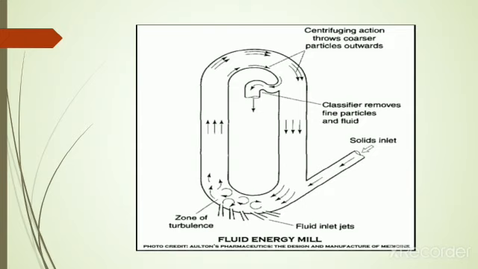The zone of turbulence is shown where the particles collide with each other, and also they collide with the surface of the elliptical pipe of fluid energy mill and their size is reduced. The small particles are removed by the outlet, and the bigger particles whose size is not yet reduced recirculate again and again until their size is reduced sufficiently.